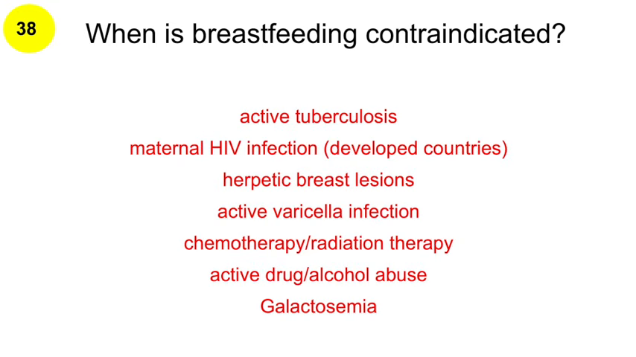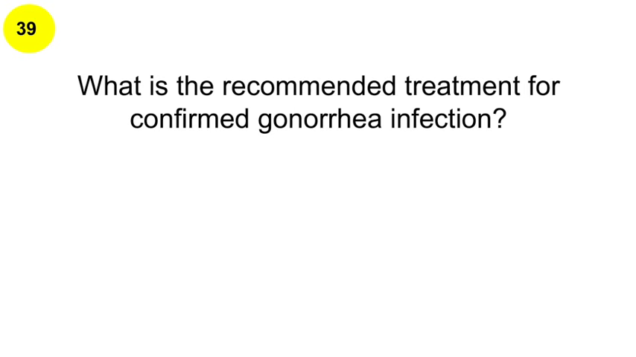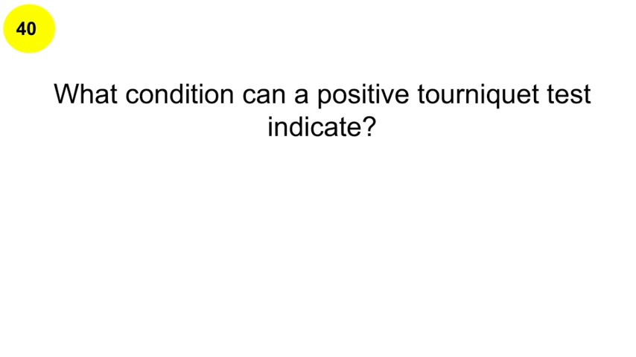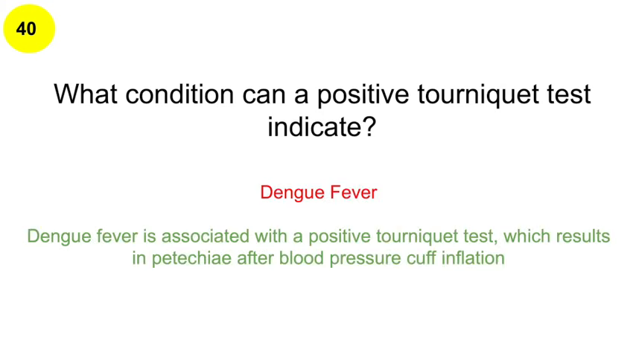What is the recommended treatment for confirmed gonorrhea infection? Single dose azithromycin and IM ceftriaxone. What condition can a positive tourniquet test indicate? Dengue fever. So this is associated with a positive tourniquet test, which results in petechiae after blood pressure cuff inflation.